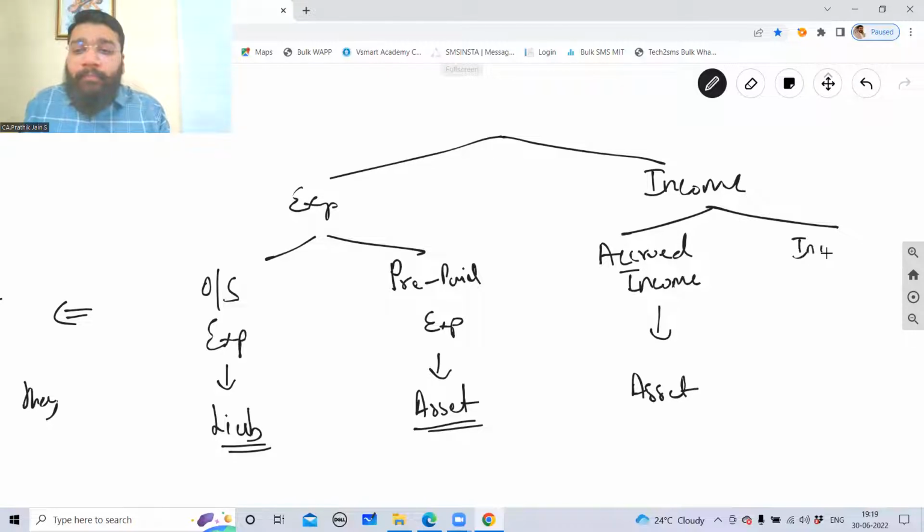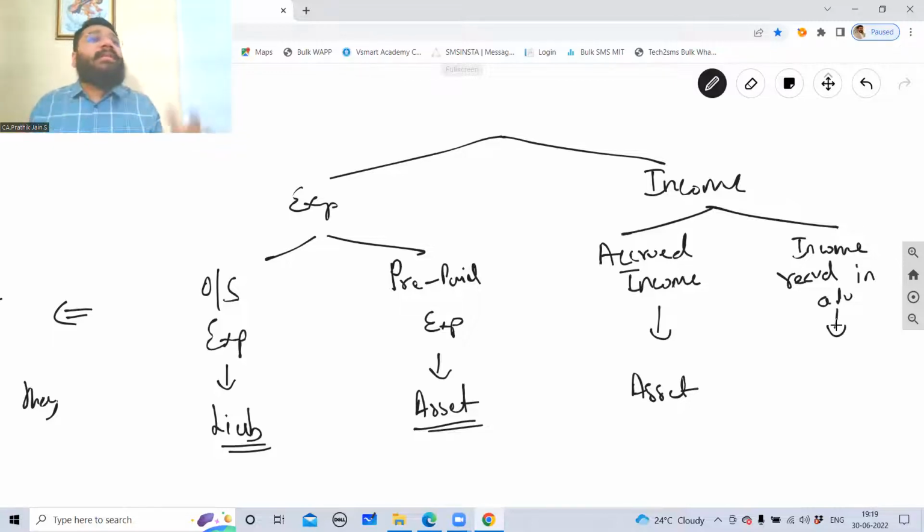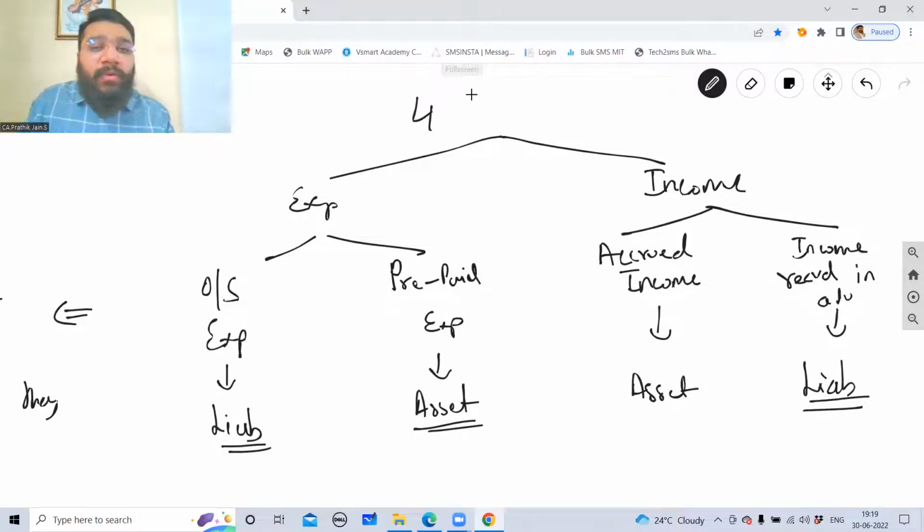Then income received in advance. I've got the advance. If I don't give the service, can I say I have to pay that money back to you in future? Until I give the service, that money is a liability for me. Because if I don't give service, I have to repay that back to you. So all these are the nature of assets or liabilities. So those are the 4 extraordinary items. Comfortable?